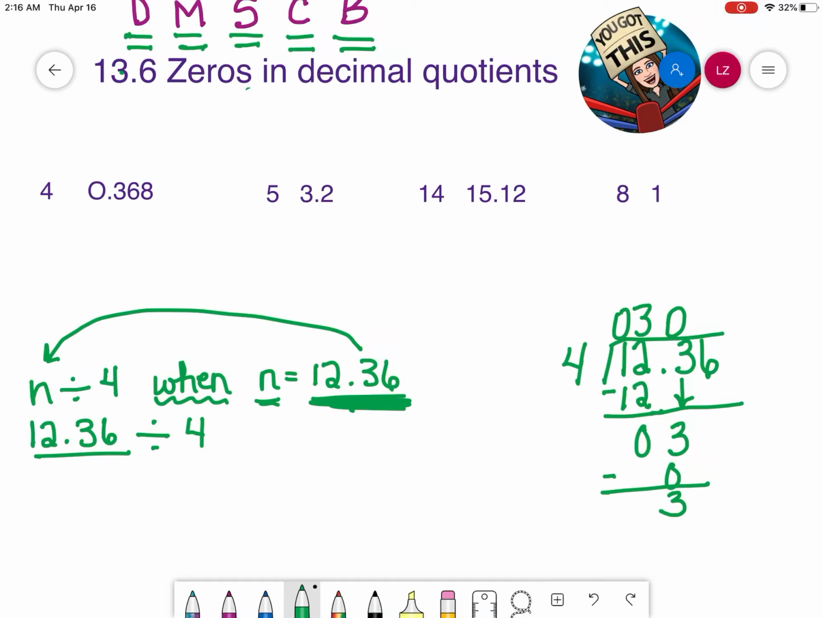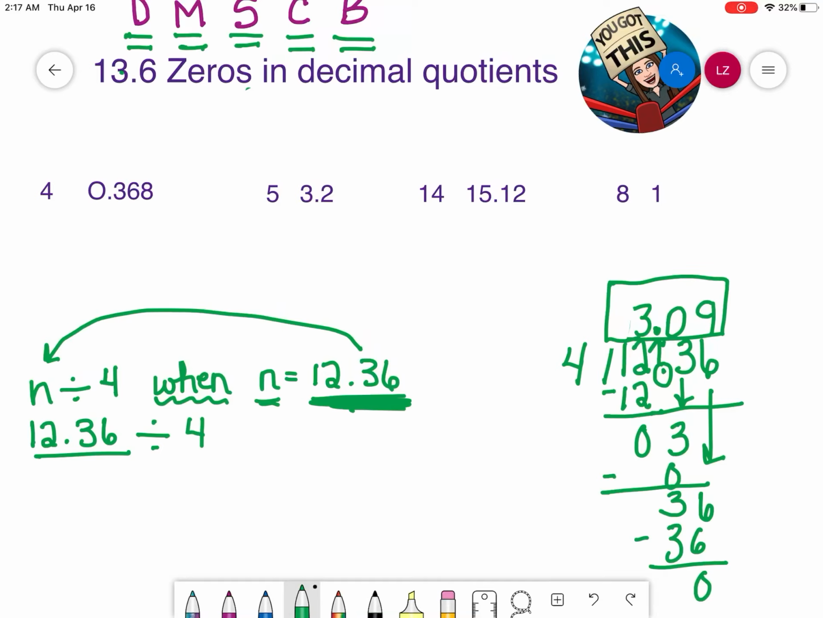You still can't put 4 in. 3 is less than 4, so check. We're good. But if we bring down this 6, now we're talking. 4 into 36 is 9. 9 times 4 is 36. Subtract, get a 0, check. Nothing left to bring down. There is no remainder. So all that's left to do is to take our decimal, move it up, and our answer is going to be 3.09. You do not need to leave this 0 here. It is kind of pointless. All right, so that's how you do that.